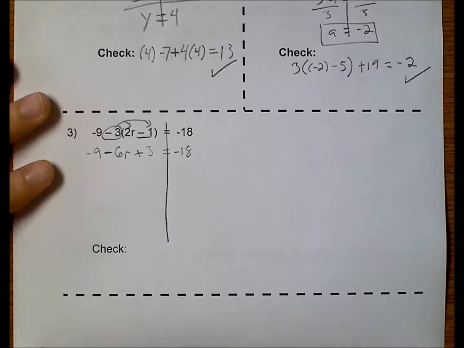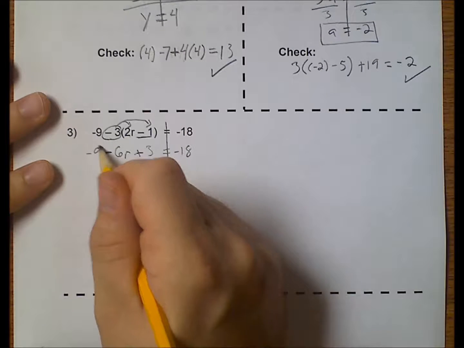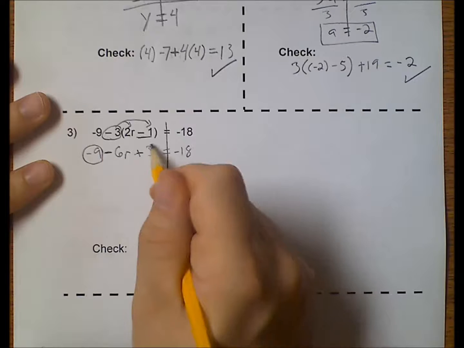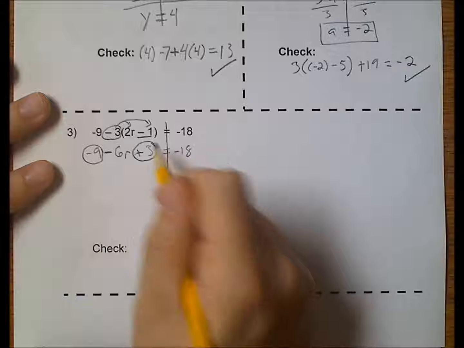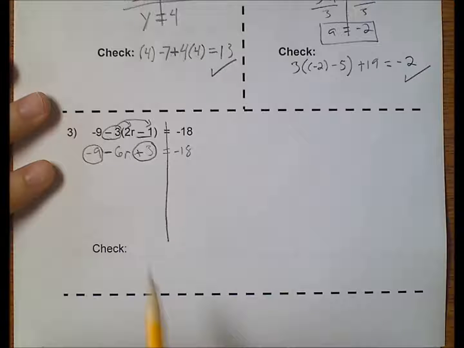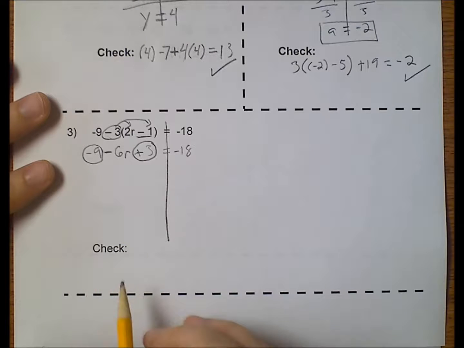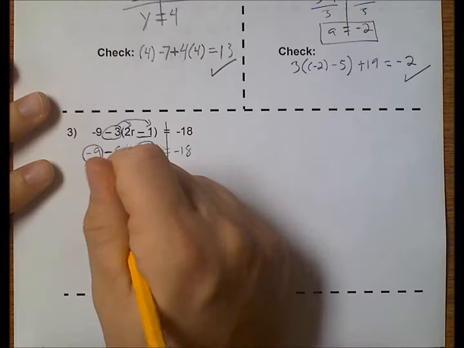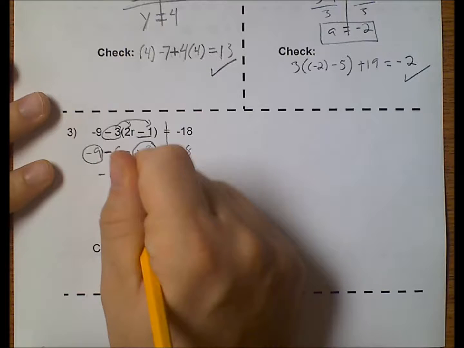Now we have like terms to combine again. I have this negative 9, this positive 3. Well, negative 9 plus 3 would be a negative 6, minus 6r.